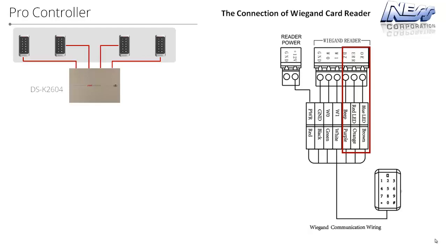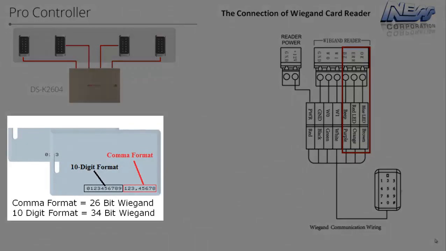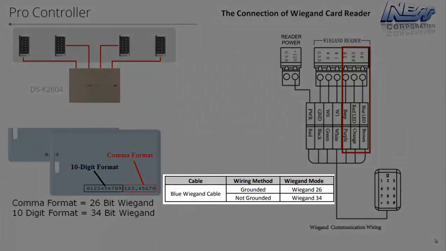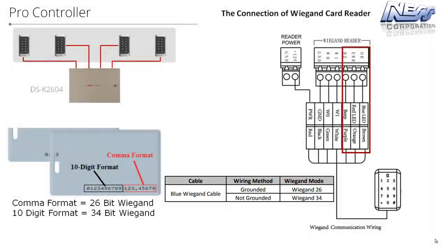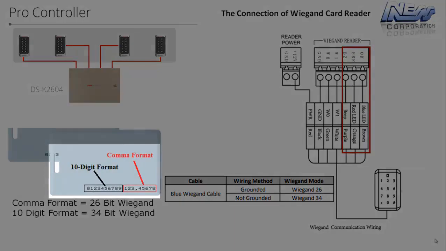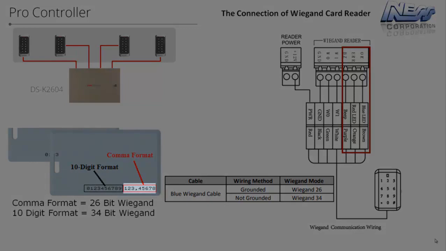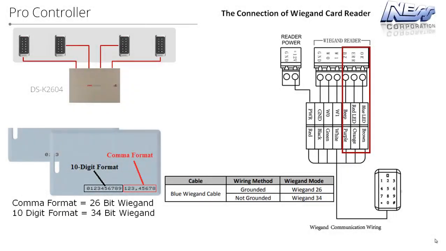The controller also supports 26-bit and 34-bit Wiegand. On the readers, there's a blue wire. When that's connected to ground, the reader will output 26-bit Wiegand. If it's not connected to ground, it will output a 34-bit Wiegand output. So this gives great flexibility. And depending on the vendors of the cards, as we can see here, the card number that we're used to is the 26-bit Wiegand, but also in the middle of the card down the bottom is the 34-bit Wiegand number. So this is handy for when you're programming in the cards.